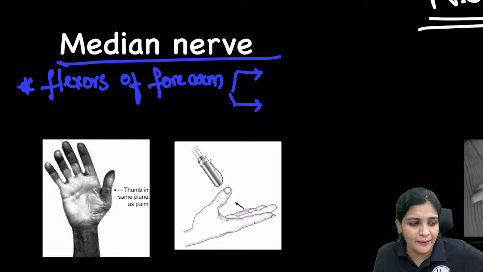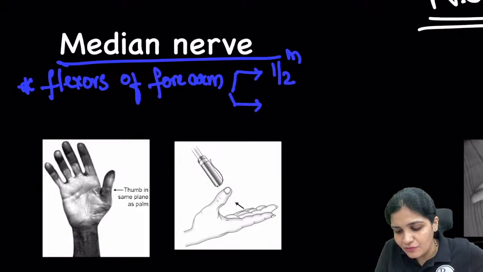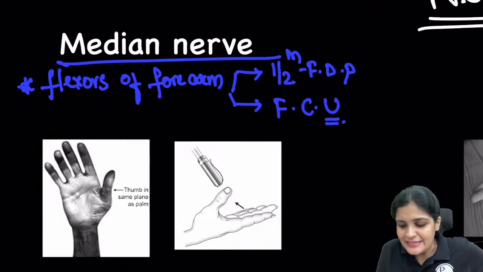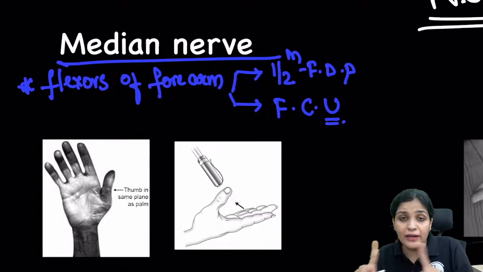What are those? Quickly. Adductor pollicis, and I'm talking about long flexors. Flexor digitorum profundus. Yes, that too, the medial half of flexor digitorum profundus, and one more. Flexor carpi ulnaris. Very good. You have to remember this. No going away from this.